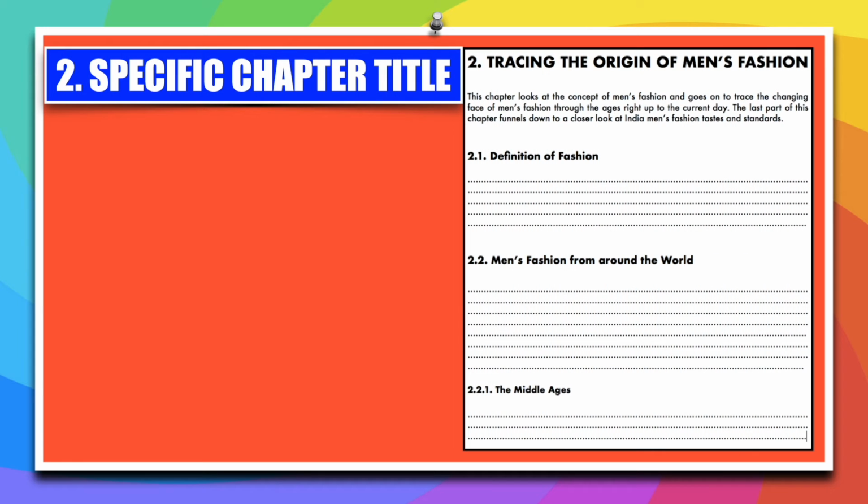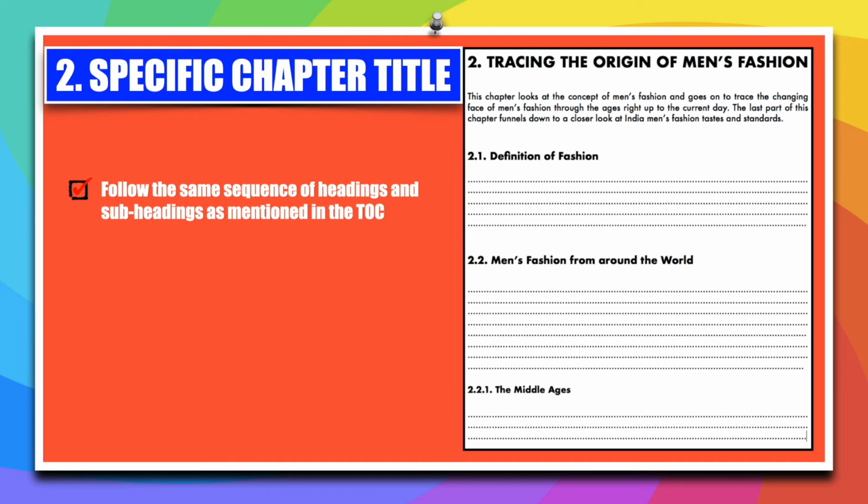Moving on to Chapter 2, from here you start giving specific titles to your chapters depending on the topic that you have. In this case, the students have labeled it as Tracing the Origin of Men's Fashion. You need to follow the same sequence of headings and subheadings as mentioned in the table of contents and use the funneling technique, which is you move from general information to specific information. So let me just go ahead and read out from the sample.